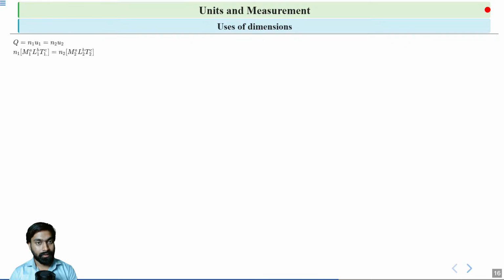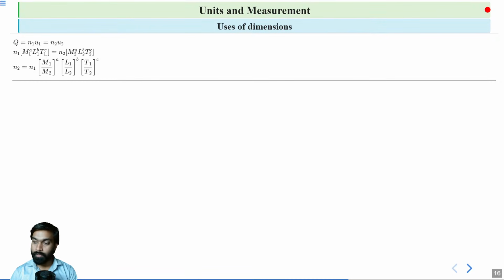So here just put the value: N1 M1 raised to the power A, L1 raised to the power B, T1 raised to the power C is equal to N2 M2 raised to the power A, L2 raised to the power B and T2 raised to the power C. Solving this, you will get N2 equal to N1 into (M1 divided by M2) whole power A, into (L1 divided by L2) whole power B, and (T1 divided by T2) whole power C.